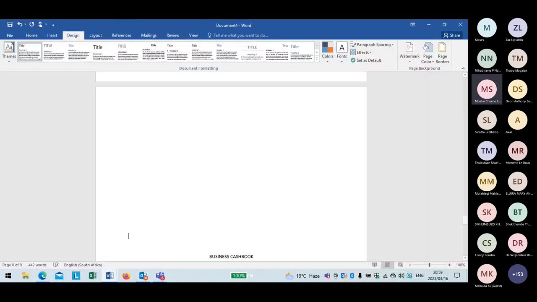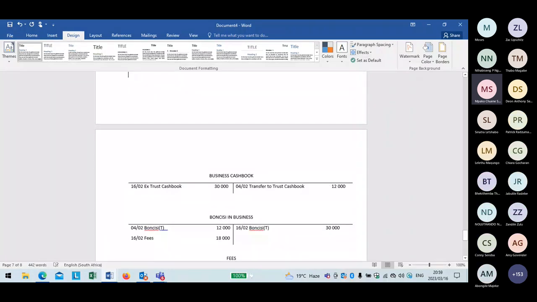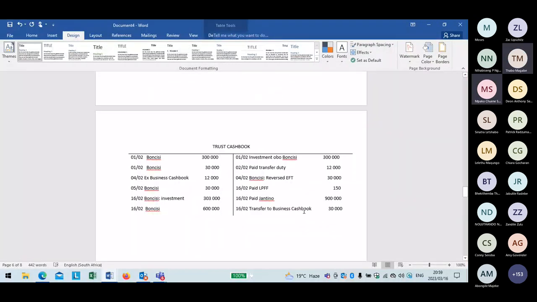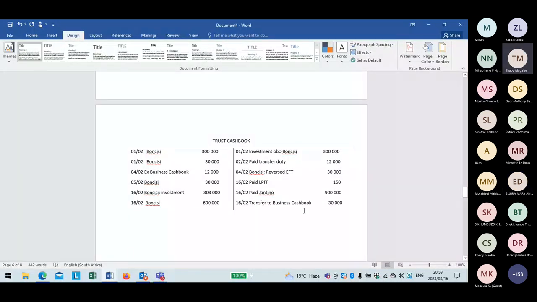Less than 2,850. It was 2,850. Yes. Debit or credit when we pay the client? We are going to credit. Money is easy. So we say paid Bunches 2,850. And then we come to Bunches' account in trust and we debit.